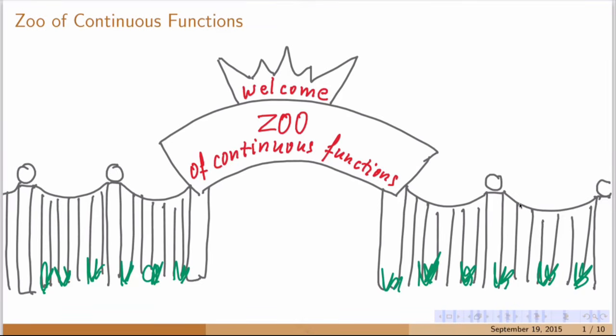Welcome to the zoo of continuous functions. So in this video we would like to recollect functions where we know that they are continuous. And you will see that in this video we'll meet all our good friends which we know so well and which we have worked so well with. For example, the sine function, sine x, or the cosine function, or even e to the x. Okay, let's look at this.